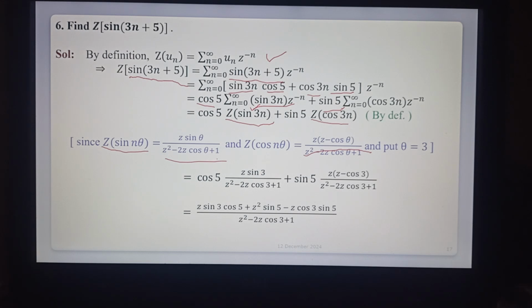Now simplification: take the LCM here, z into sin 3 cos 5 plus z square into sin 5 minus z cos 3 sin 5. So after simplification it is z square into sin 5 minus z into sin 2 by z square minus 2z into cos 3 plus 1. This is the required value of the z transform of sin of 3n plus 5.